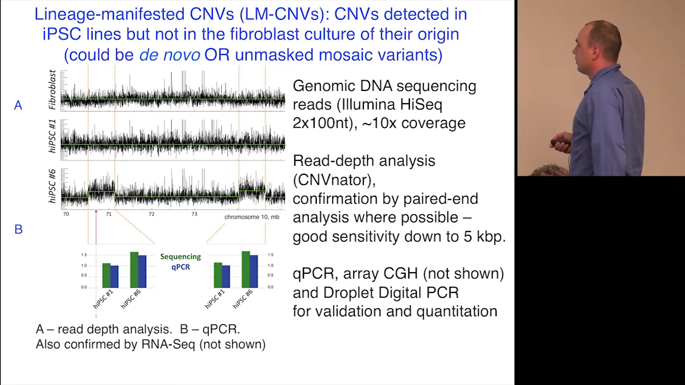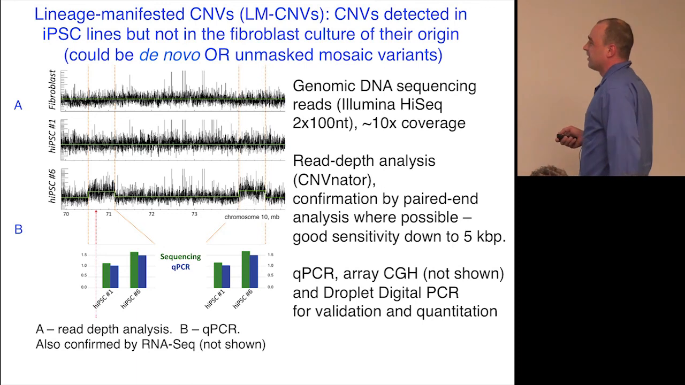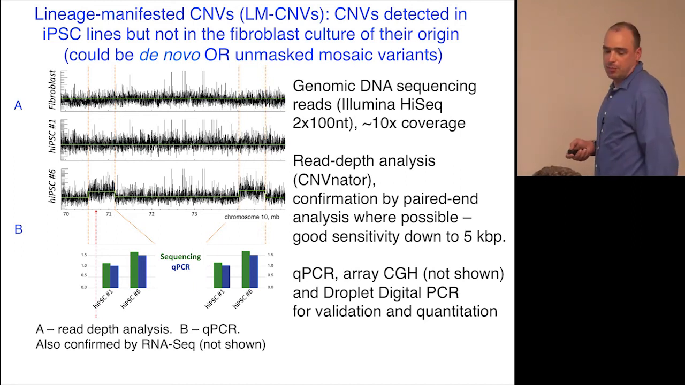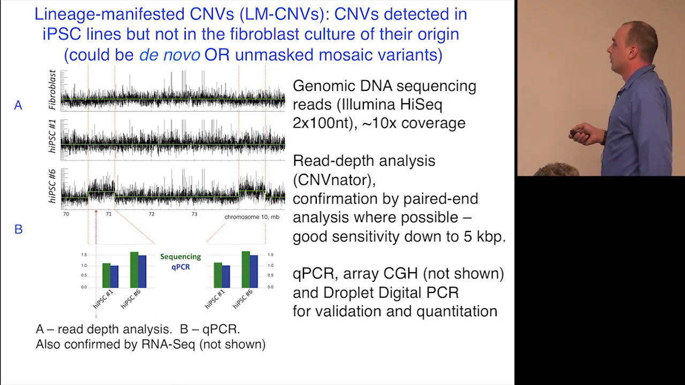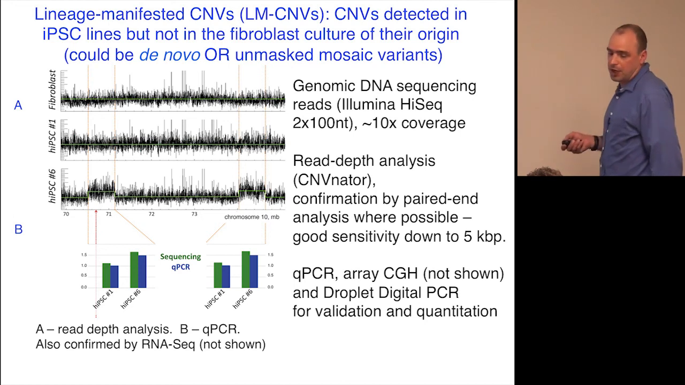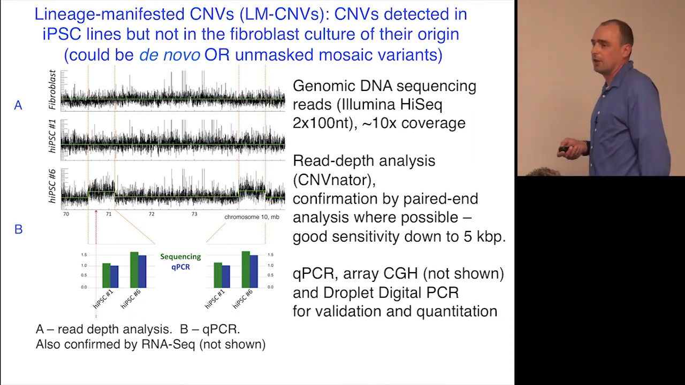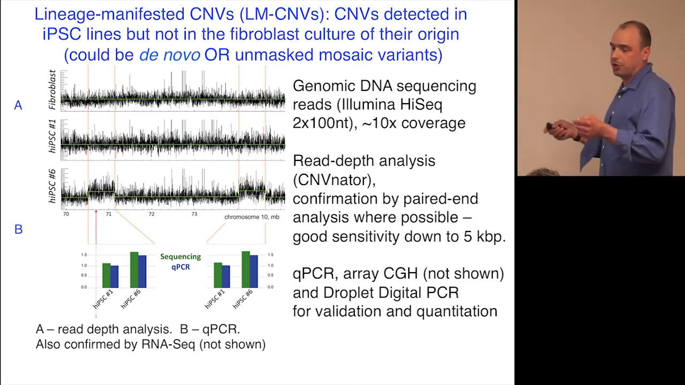Then, wherever possible, we also did confirmation by paired end analysis. Again, 10x is not quite good enough to have full confidence if paired end analysis does not show a CNV, but in many cases you will get a CNV detected by read depth analysis, confirmed by the paired end reads, and then you have this additional confirmation and also a much higher resolution breakpoint call. Overall, we think this combination of approaches gave us a good sensitivity of detection of CNVs down to at least 5 kilobase pairs in many cases. And if you have a paired end confirmation, your prediction is accurate to 200-300 base pairs in terms of where the exact breakpoint junction is.